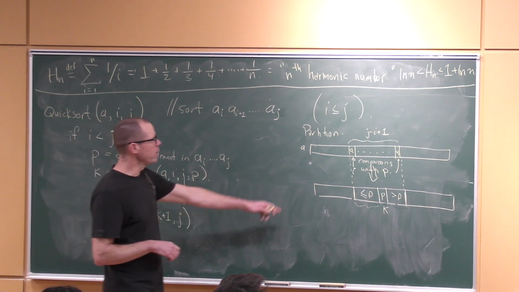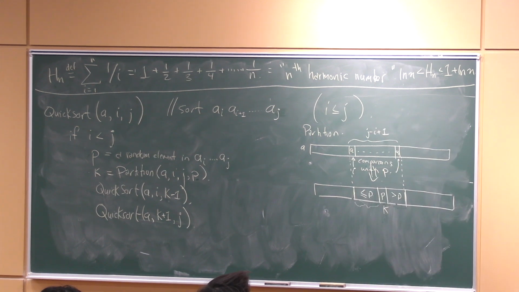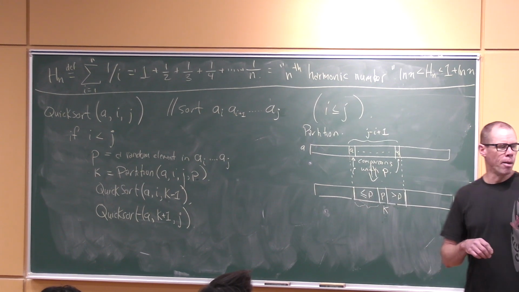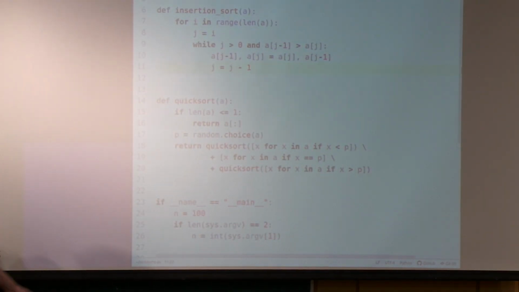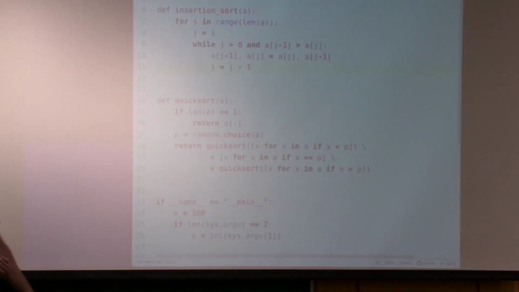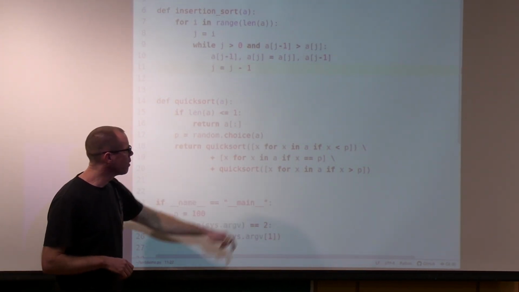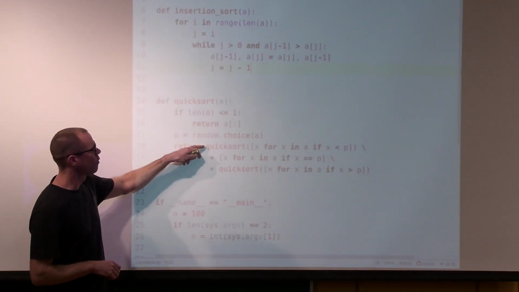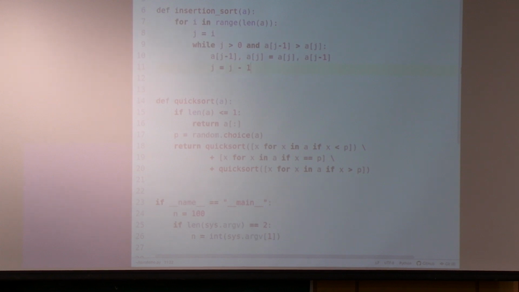If you don't care about being too fancy with this partition function, then there's the code for it right there in Python. Right? So if the length is less than or equal to 1, we don't do anything. We just return the input. Otherwise, we make a random choice from the input. And then we split into the stuff smaller than p, the stuff that's equal to p, and the stuff that's bigger than p. And we have to quicksort the first part and quicksort that last part. And that'll return a sorted version of A.